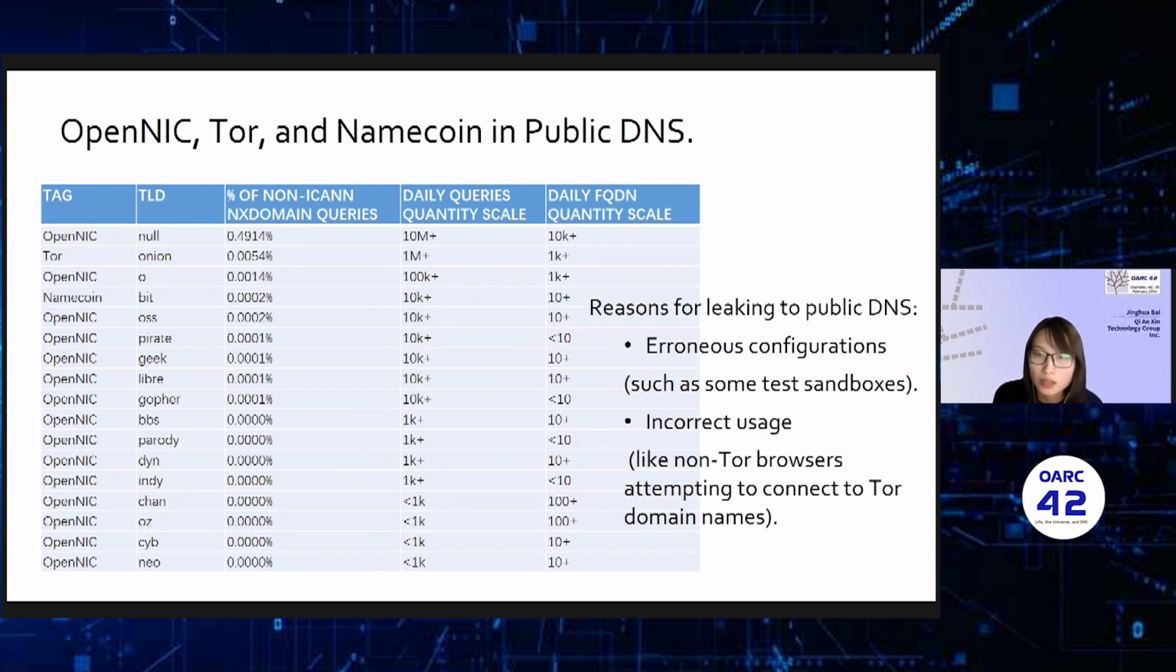The TLDs here are typically associated with OpenNIC, Tor, and NameCom. Generally, these top-level domains don't leak into the public DNS. Their appearance here most likely has something to do with misconfigurations, such as someone testing things out in a sandbox environment, or simply incorrect usage, such as trying to access Tor domains through regular browsers. It's an interesting side note that points to how diverse DNS queries can be.